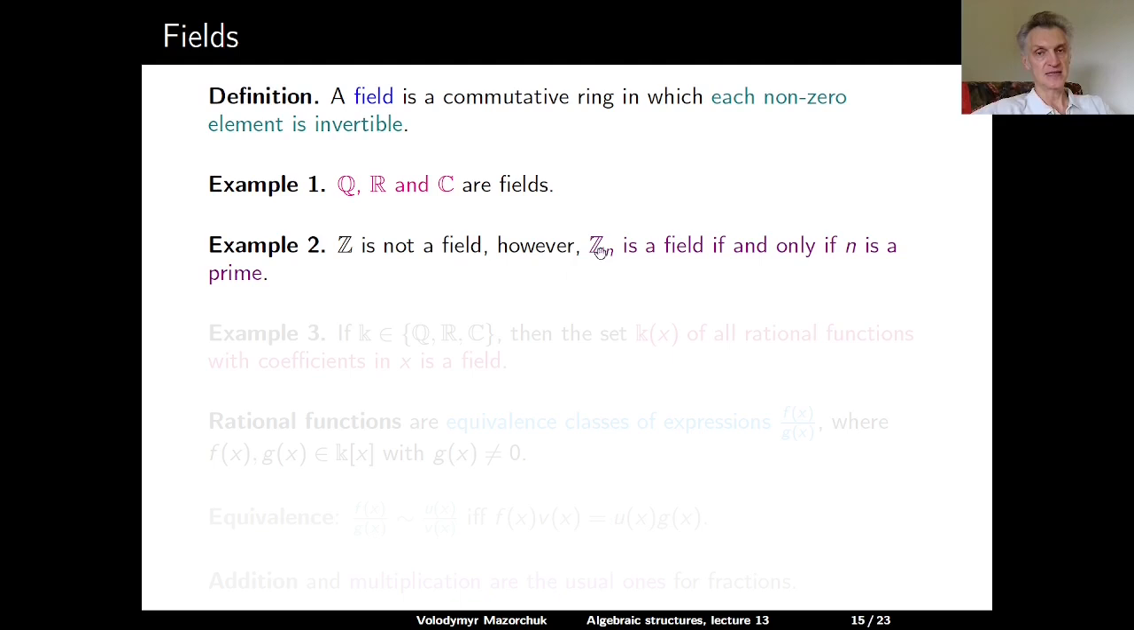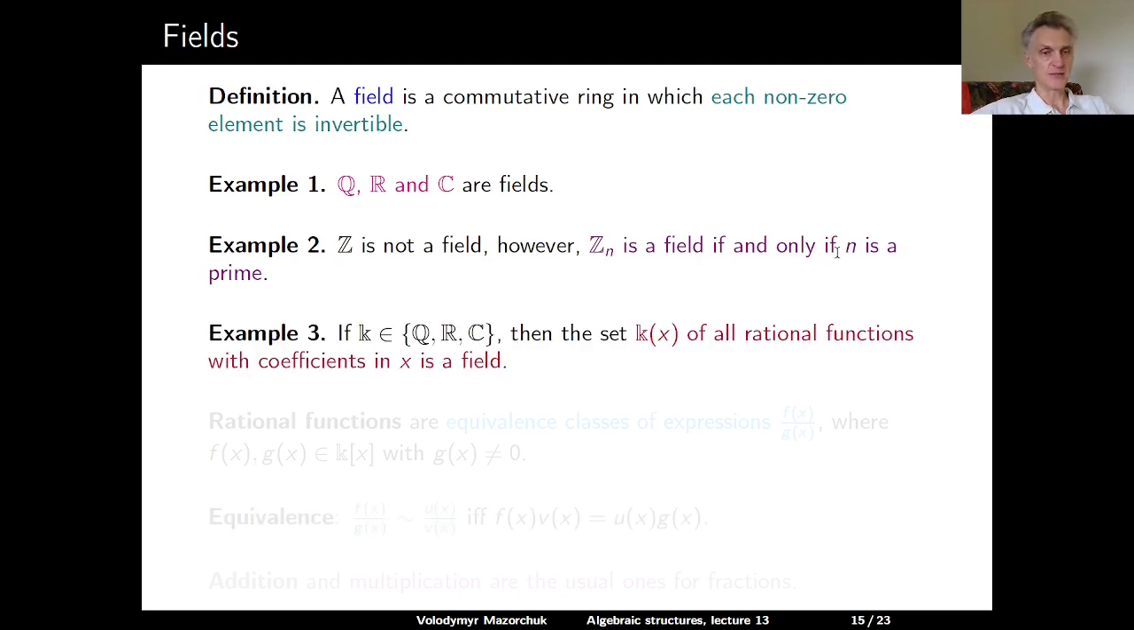However, Z_n, the quotient of Z modulo nZ, is a field if and only if n is a prime number. Example 3. If K is any of the fields Q, R, or C, then the set K(X) of all rational functions with coefficients in K is a field.